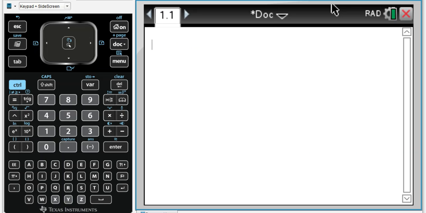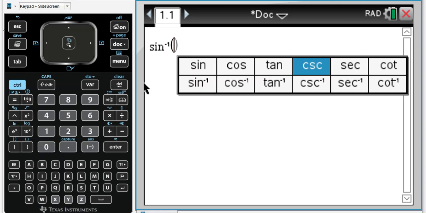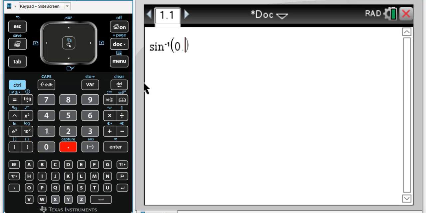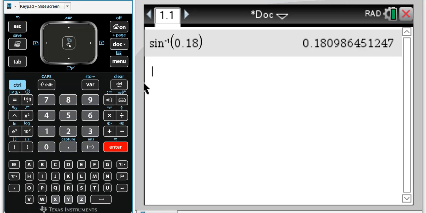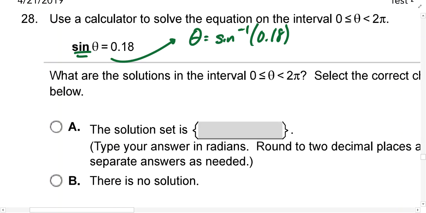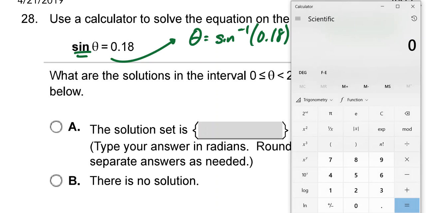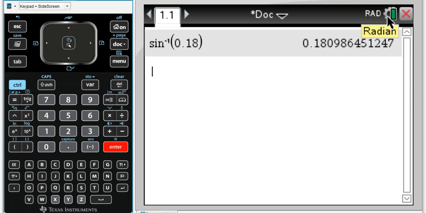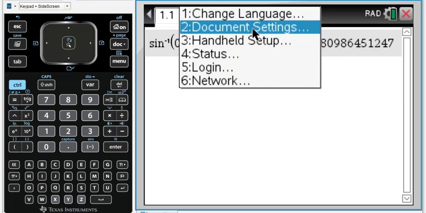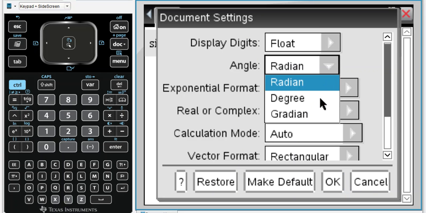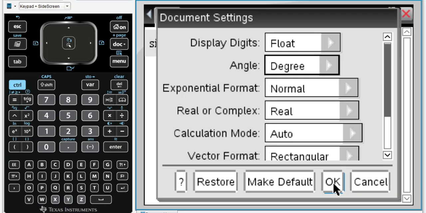Now on the Inspire, super easy to complete that. We'll press the trig key, select sine inverse, and type 0.18 and press enter. Now my calculator is set to radians, which I believe is required for this question. Let me just double check that. Yep, our solution set is in radians. If the solution set is supposed to be in degrees, then make sure that you make that switch. Press the gear button, go to document settings, change your angle to degree instead of radian.